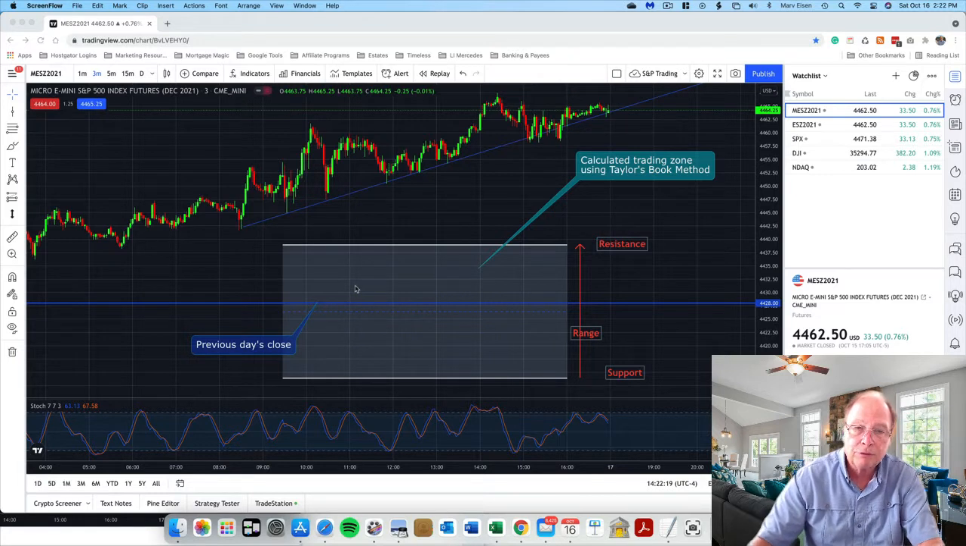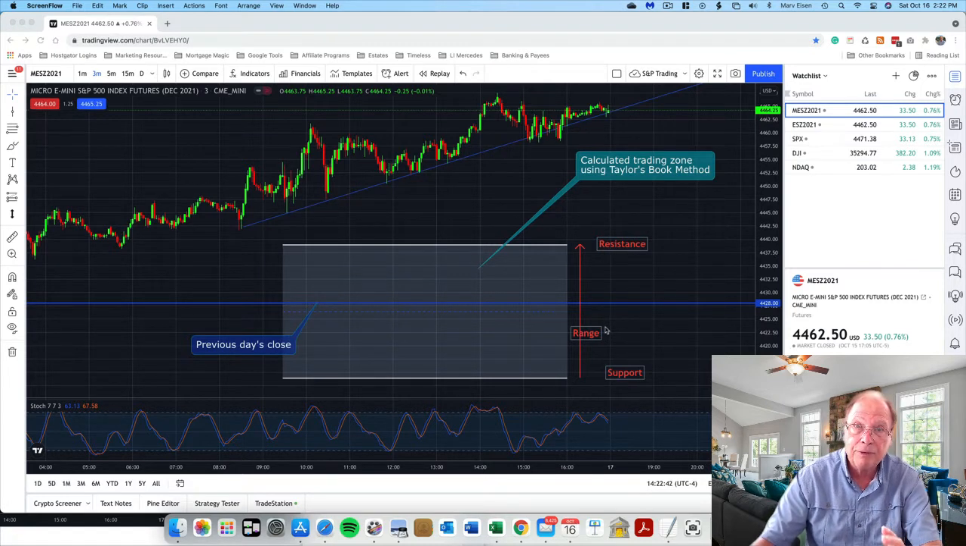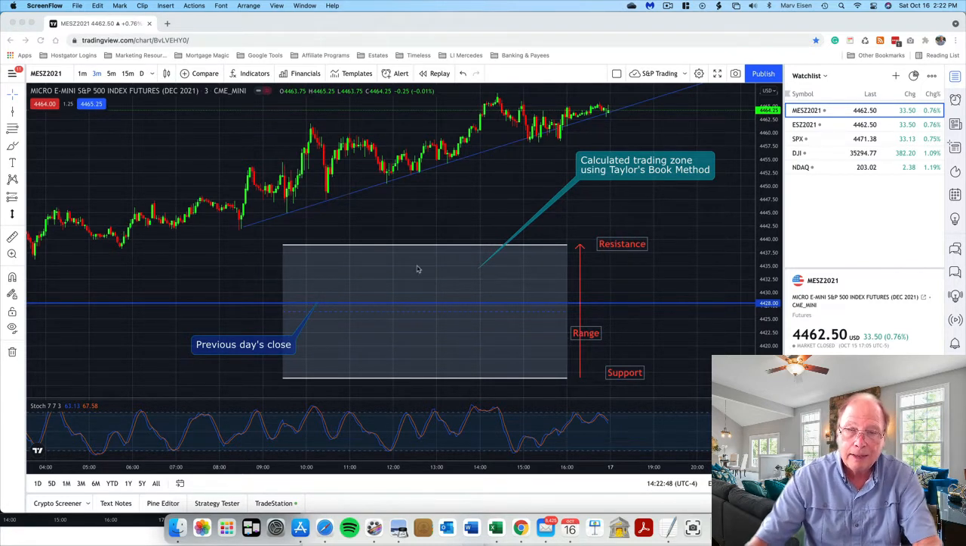We see here that the prices were not indicating that they're going to go to our targets, so we can throw our targets out. But wait, the previous day's close, we can throw that out. But Taylor's book method, don't be so fast to throw that out, because while the support and resistance are not going to hold, the range is most likely or very likely to be indicative of that day's trading range. And here I'm going to prove it.